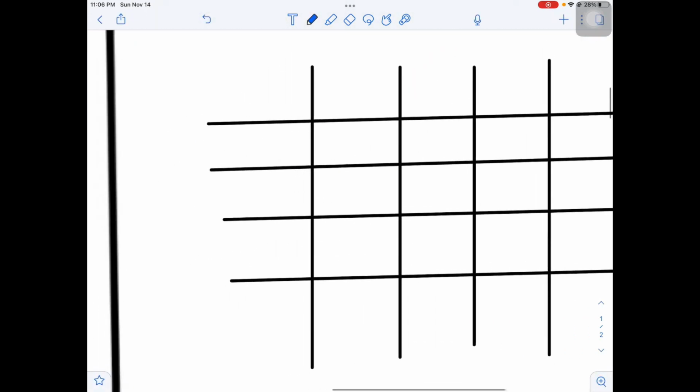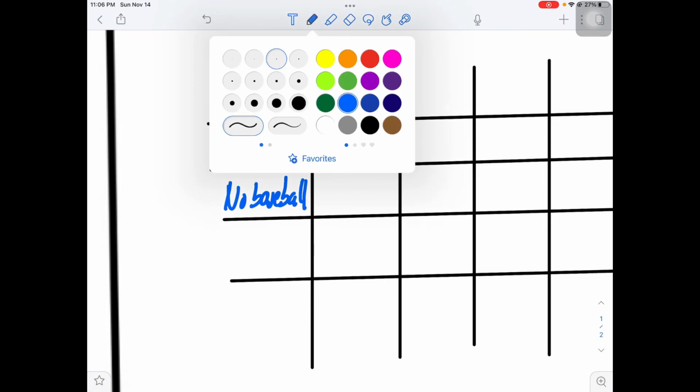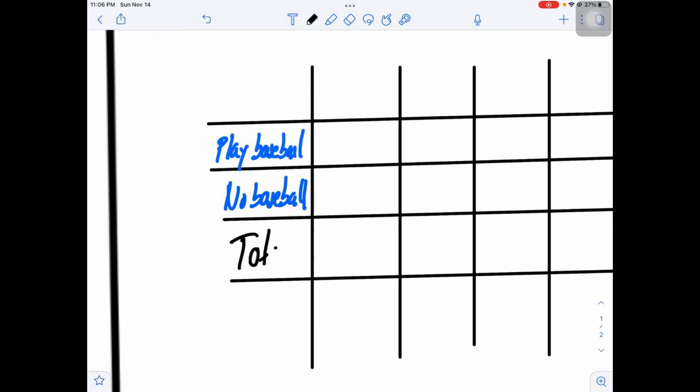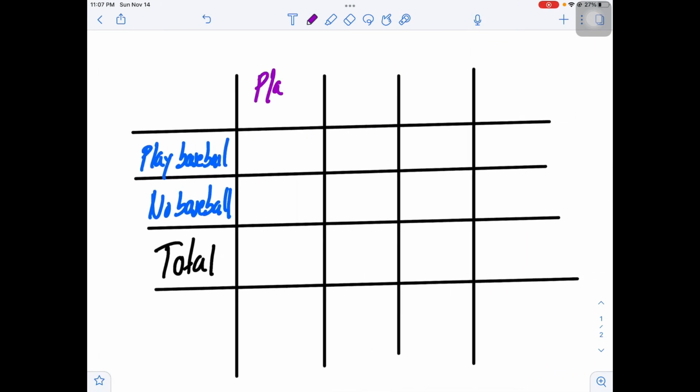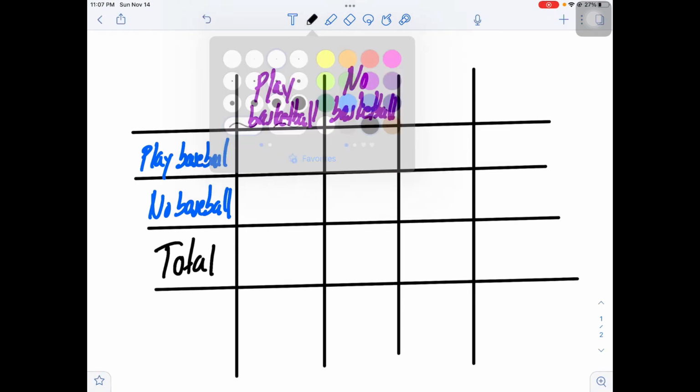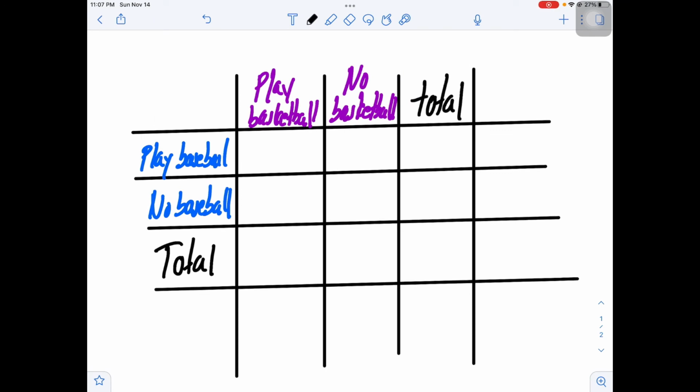I'm going to say play baseball. No baseball. And total. And then this one is play basketball and no basketball. And of course, our last is total, right?